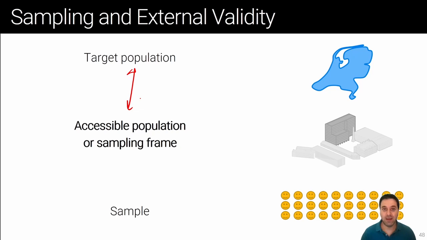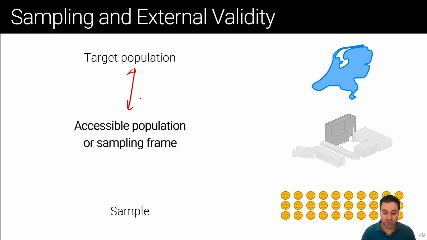Imagine, for example, that again, I'm interested in claiming something about the whole country, but I only have access to people in my region or in my city, or I only have access to adults, or I only have access to students.